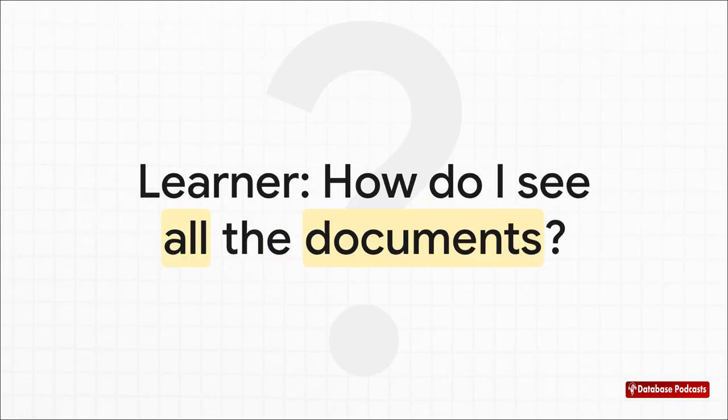Okay, so let's start with the absolute basics. I've got my data loaded up into a person collection. I don't need any fancy filters or anything yet. I just want to see the whole shebang. You know, like asking to see the entire menu before you even think about ordering. How do I do that?